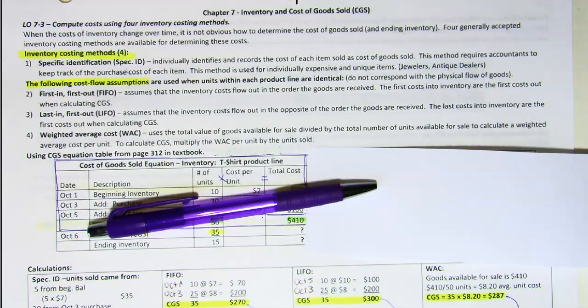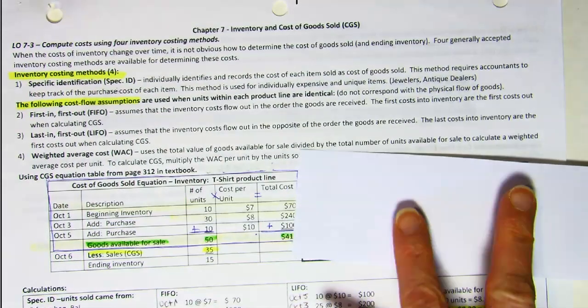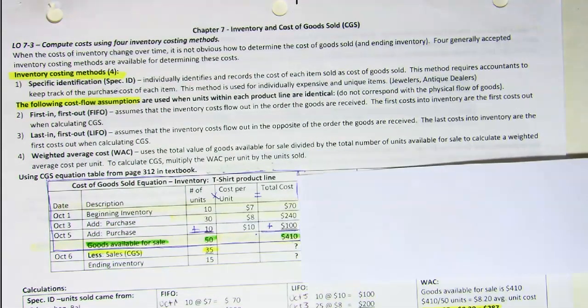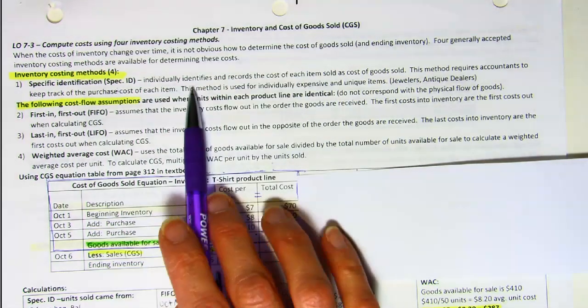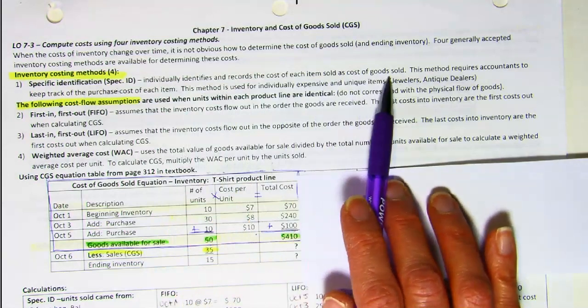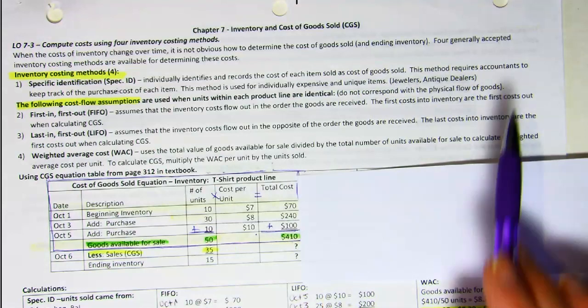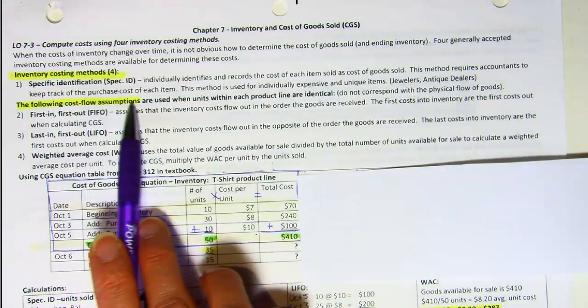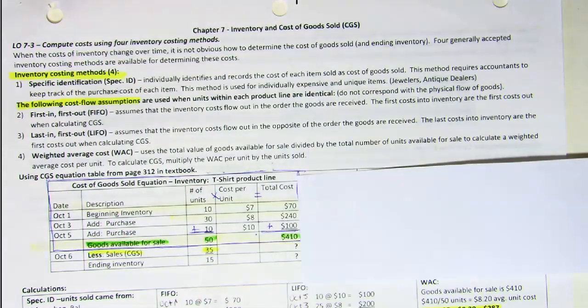Well, if it was something that was unique, and you could tell what you paid for it easily, you might just use the actual cost, and that's called the specific identification method. This individually identifies and records the cost of each item sold as the cost of goods sold. In other words, what you actually paid for it. This method requires accountants to keep track of the purchase cost of each item. And it's mostly used for items that are expensive and unique.